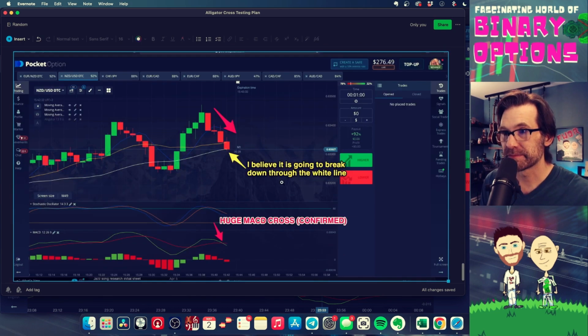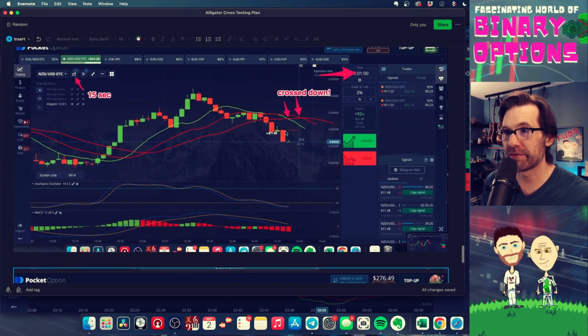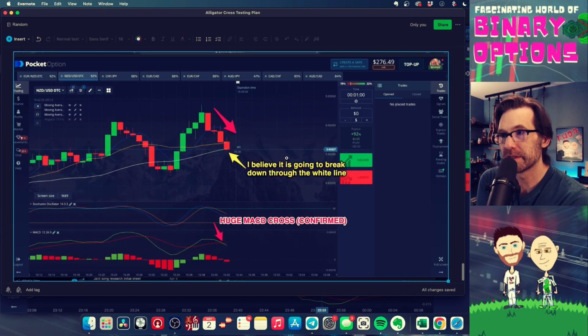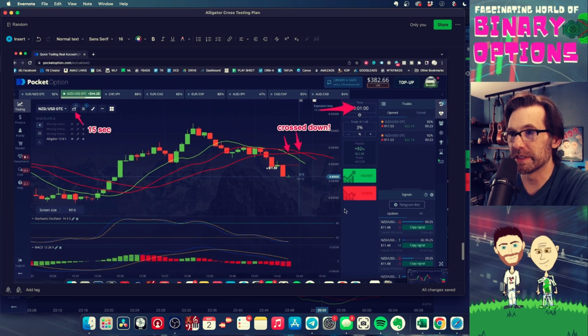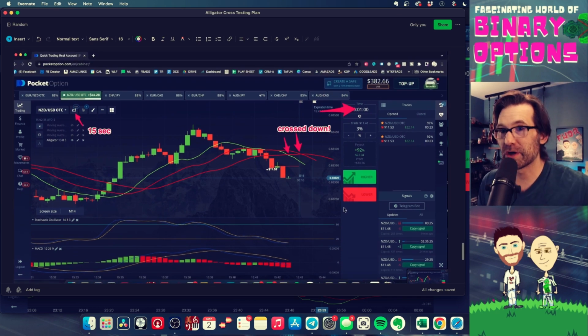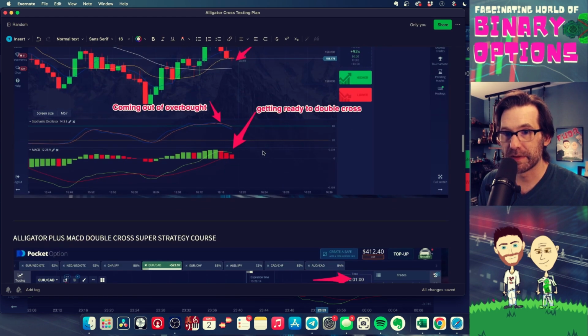This is how big the win was. We're halfway through the win, and it was just continuing to push down. So this is exactly the method that I've been using. It's what I'm calling it, and I don't even know if Todd knows what we're calling it yet, but what we're calling it is the Alligator. What did I call it? Let me read it here for you. The Alligator Plus MACD Double Cross Super Strategy.